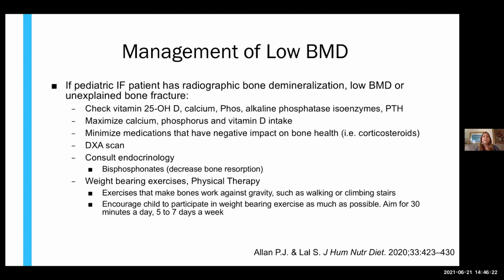And then there are exercises that can be done. This can help treat low bone density, and can also help prevent it. These are weight-bearing exercises that make the bones work against gravity, such as walking or climbing stairs. Most of these children are really inactive. Again, it's been compounded so much in the last year by everyone being at home. So really make sure that they're participating in these exercises as much as possible. The goal is 30 minutes a day for 5 to 7 days a week.